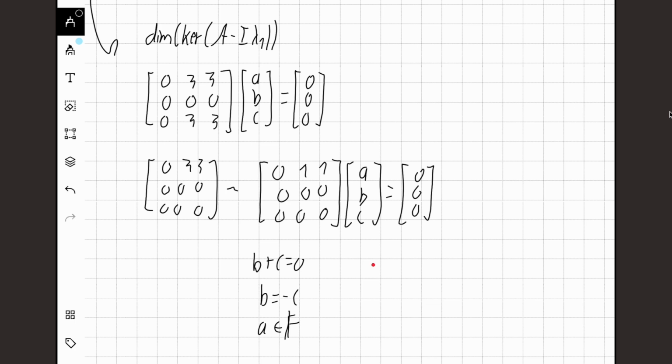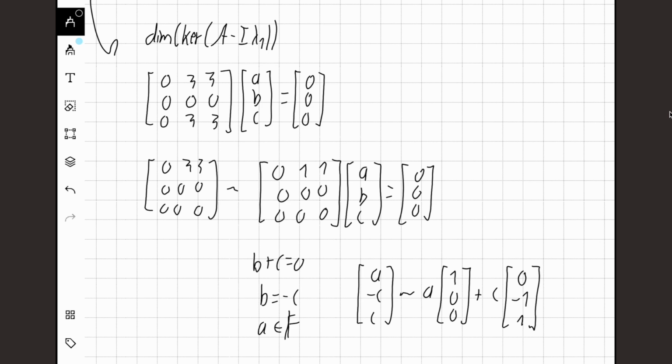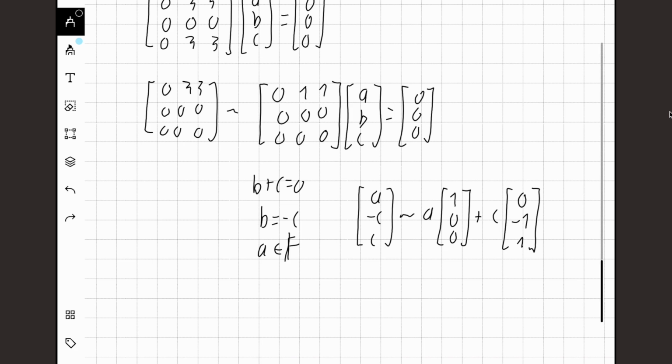To express these constraints, we see that we actually need 2 vectors because our vector is going to look like this: B equals negative C, A can be anything, and then we have C over here. So we can have A times the vector 1, 0, 0 plus C times another vector 0, negative 1, 1. To express this, we need 2 terms. A can be something and C can be something. So we have 2 separate vectors to express this set of equations.